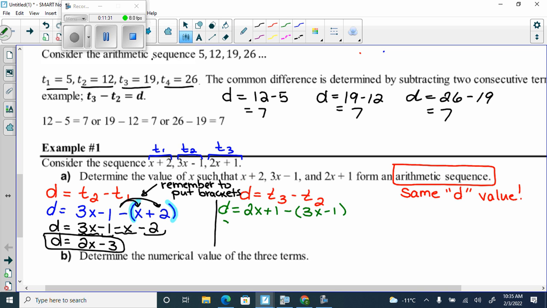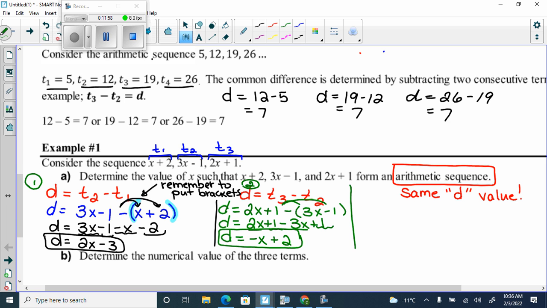I'm going to distribute: D equals 2x plus 1, minus 3x plus 1. Combine like terms: 2x minus 3x is negative x, plus 1 plus 1, plus 2. So this would be step 1, term 2 minus term 1. This would be step 2, term 3 minus term 2.